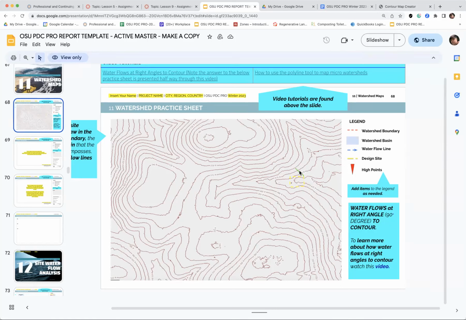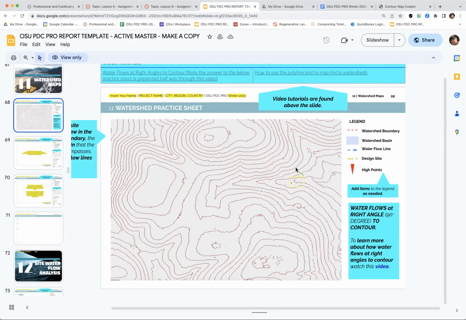So if we kind of go in reverse order here, we know this bottom corner is our low point, as well as over here. And I start drawing a micro watershed boundary from that point. I know the next contour, that water flowing from this point is going to be right at a right angle. So you kind of have to project where that would be and draw down to it, and the same thing with the next one, and to start matching up your lines.